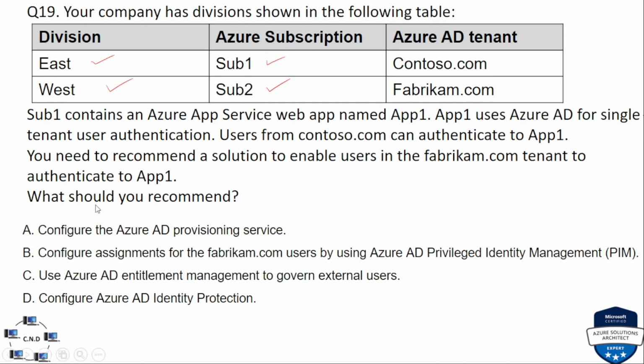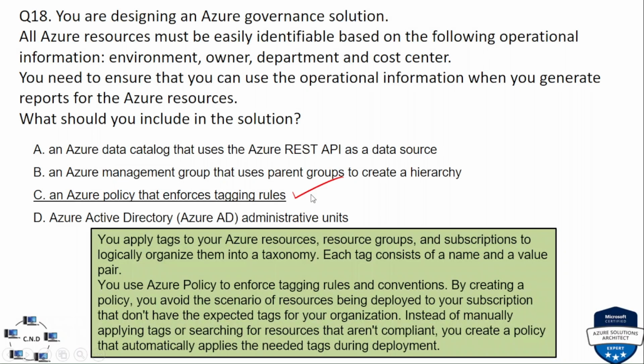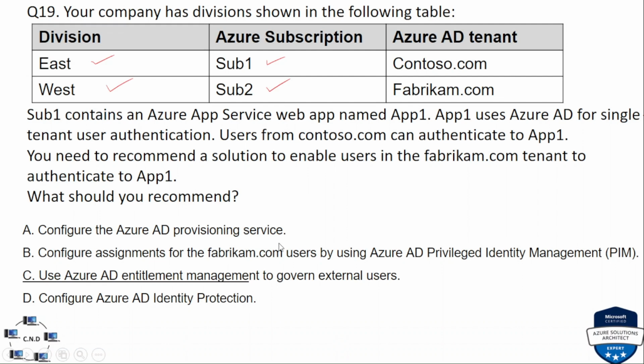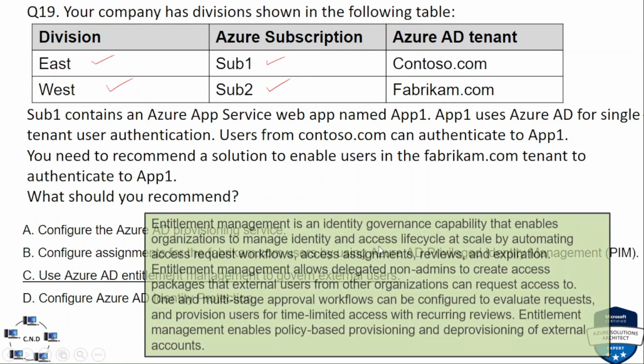What should you recommend? The options are A. Configure the Azure AD provisioning service. B. Configure assignments for the fabricom.com by using Azure AD Privileged Identity Management. C. Use Azure AD Entitlement Management to govern external users. And D. Configure Azure AD Identity Protection. And the correct option is option C. Use Azure AD Entitlement Management to govern external users.